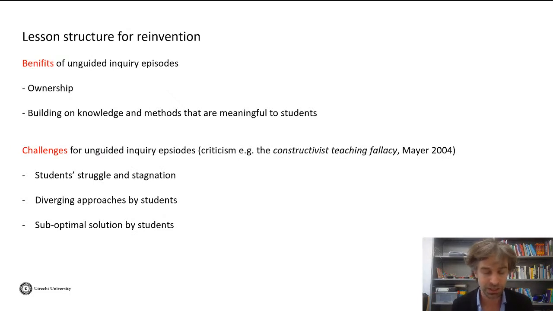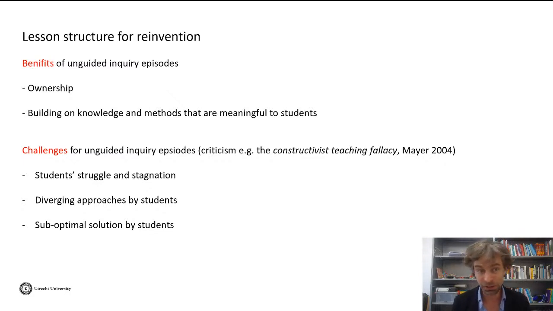But there are challenges. If you set a task like this to students, they will struggle and they will get stuck. And of course, this sort of work, this guided reinvention, this reinvention in inquiry, has also been challenged by many people. Some people say constructivist learning does not ask for constructivist teaching. That's the article mentioned here, the constructivist teaching fallacy. But I don't believe it. I think you can do constructivist teaching in a good way, and I hope to present to you now how.